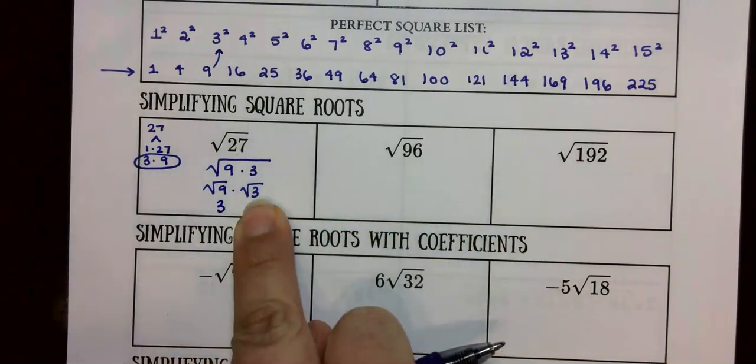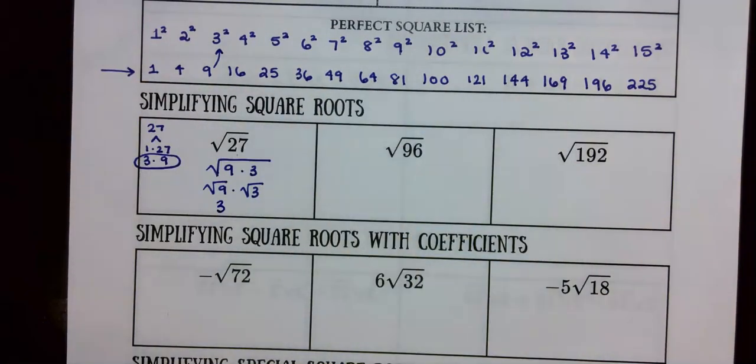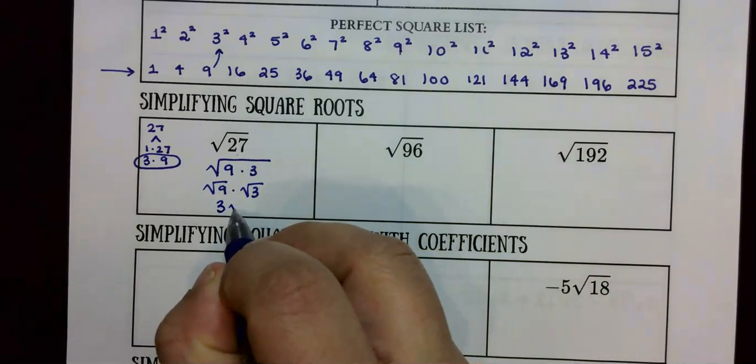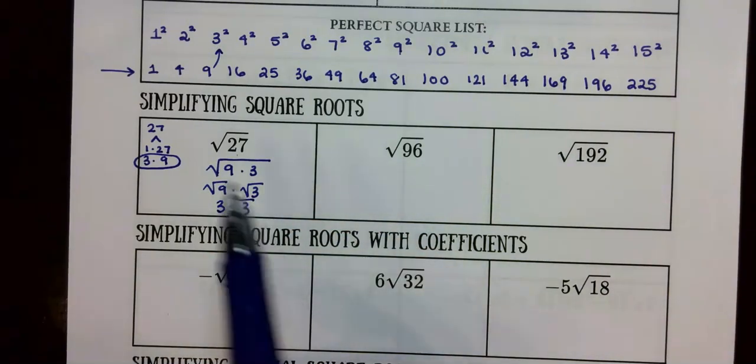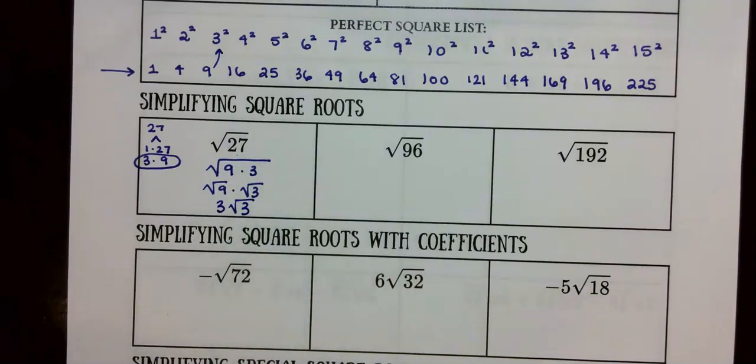And because the 3 is not on this list, we won't be able to take the square root of it. We can't break it down any further. So we're just going to bring it down as the square root of 3. So our final answer here, the square root of 27 simplifies to 3 square root of 3. All right, let's do that one more time.